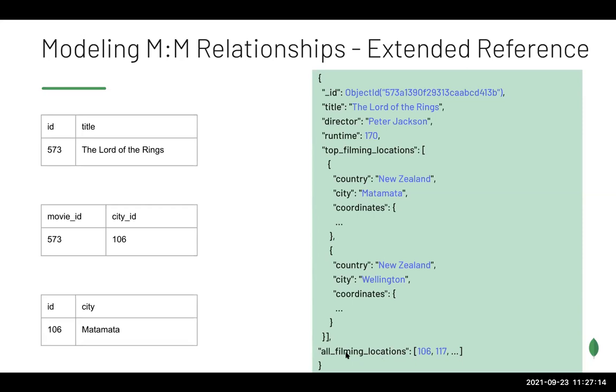and then another key for all of the filming locations, which does just have the ID of the filming locations, so that if you wanted to get all of them, you would use the extended reference pattern and do a subsequent query to get what location 106 is, what 117 is, and so on and so forth. So that's the extended reference pattern, a design pattern of MongoDB that allows you to store the most important data, the most accessed data, but then have a reference to all of the additional data you may need about a particular document.